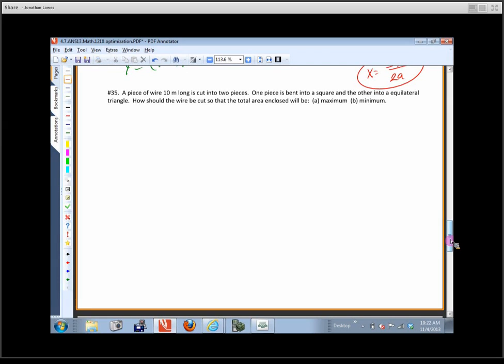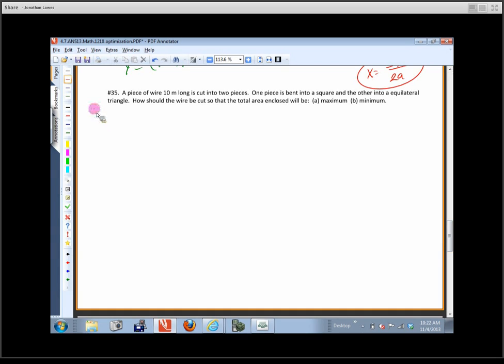So we want to find the total area enclosed if we take a 10-meter long wire, cut it in 2 pieces, shape one in a square and the other one in an equilateral triangle. Okay? So again, a completely contrived problem, unless you were some artist or had some really interesting manufacturing requirement. You probably wouldn't do this, but at least we can use some familiar ideas here.